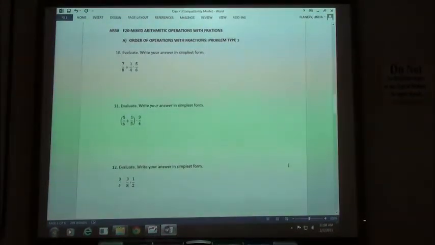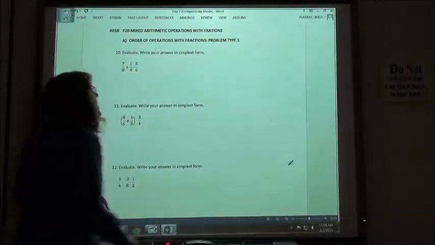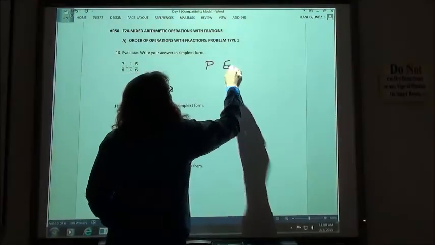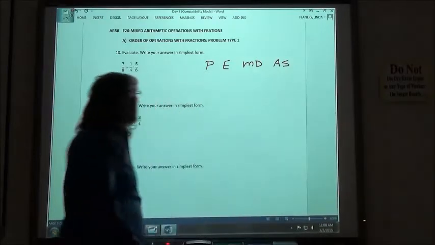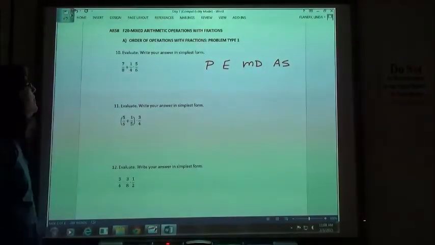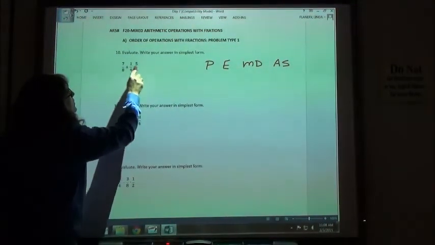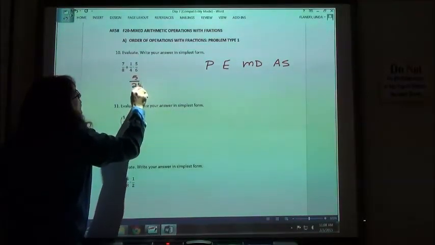10, 11, 12, I'm using my order of operations to simplify things with fractions. My order of operations is still the same. Parentheses, exponents, multiplying and dividing from left to right, adding and subtracting from left to right. So in this case, I have to do my multiplying first. I can't reduce the 1 with the 6 or the 5 with the 4, so I'm just going to multiply across the top and the bottom and get 5 24ths.